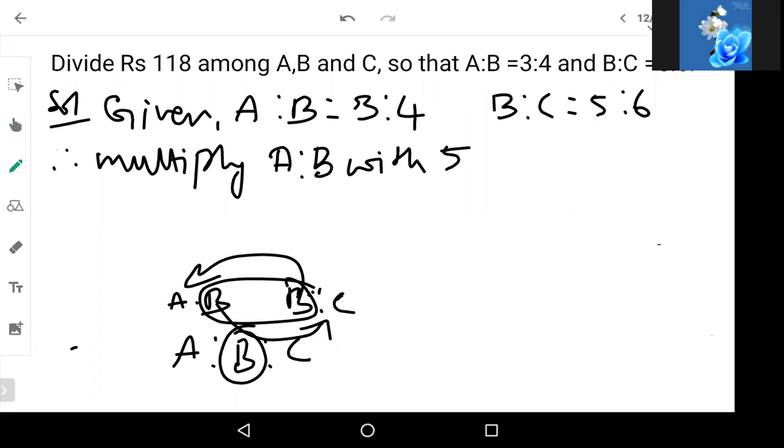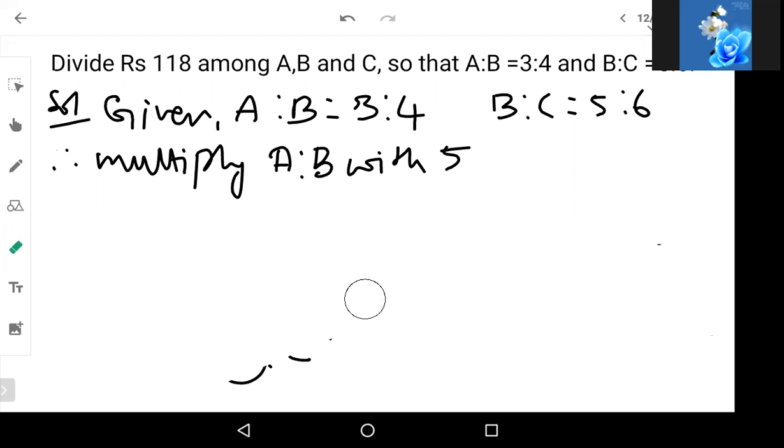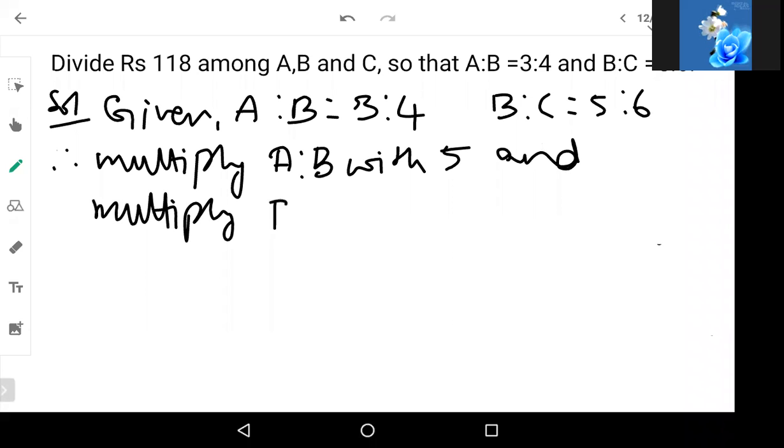Are you all able to follow? Yes? Yeah. And multiply the second ratio, that is B is to C with 4.